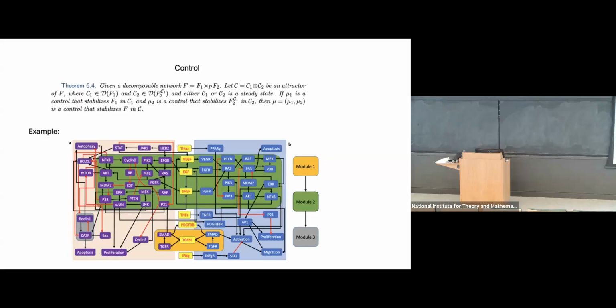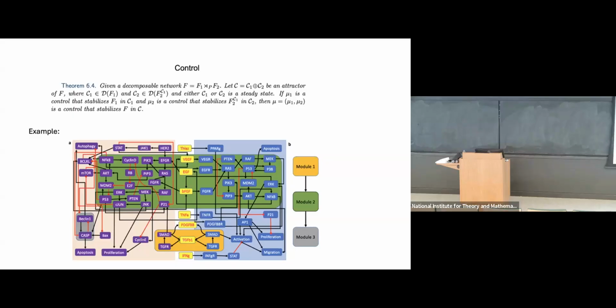The control mechanism is you knock out a gene. So you have a drug that maybe makes a protein ineffective that this gene produces. And so what this theorem shows is that if you have a modular structure and you want to control that whole system, then you can control only individual modules, and you can glue that control together to a control of the entire system. So that in principle makes things much, much more simple.